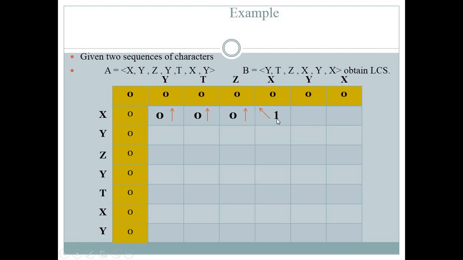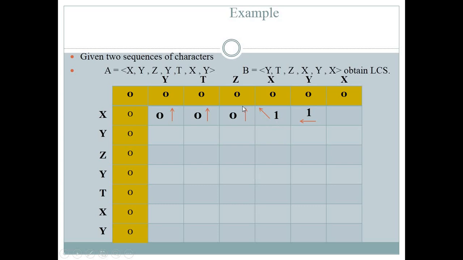Okay, now next we will move to the Y. In this, Y and X are not matching. So in that case we will check its above value and its left hand side value. The above value is 0 and the left hand side value is 1. So from both of them our left hand side value is maximum. So we will put 1 in this cell, and this arrow says that we have taken reference from the left hand side.